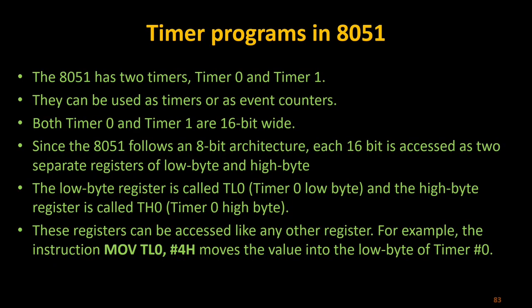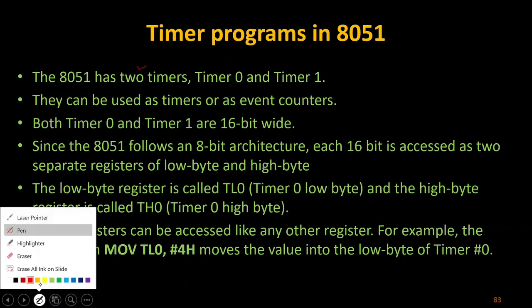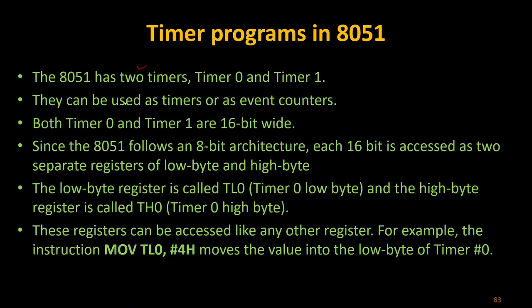After that, what are the specifications of these timers? In 8051, we have two timers, called timer 0 and timer 1. They can be used as timers as well as counters. Both timer 0 and timer 1 are 16-bit wide. So if it is 16-bit wide, the minimum value is 0000 and the maximum is FFFF. Right? So I can count with these values.